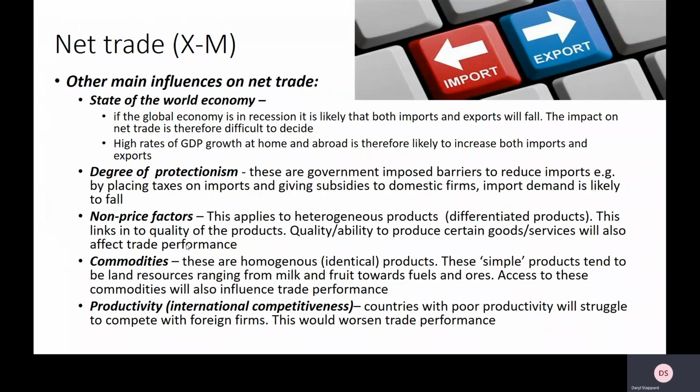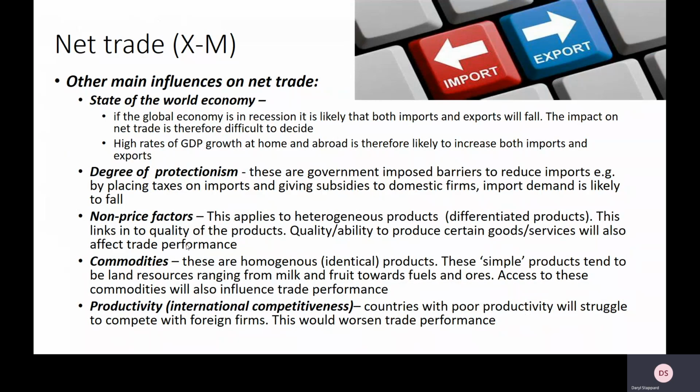Now, the next one is commodities. What we're looking at here are what we call simple products. So we're looking at land-based resources, so food, oil, fossil fuels, that type of thing. If we export more of these, then it would increase aggregate demand. If we import more of these, then it would lower our aggregate demand.